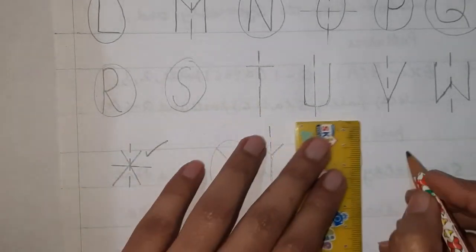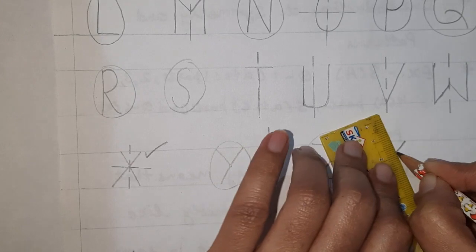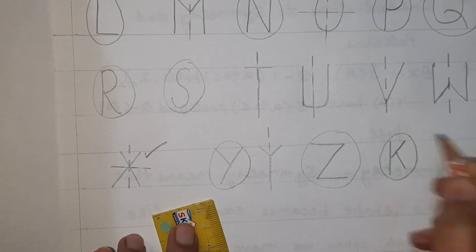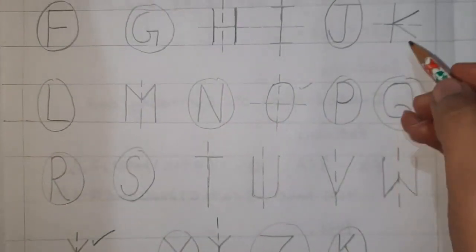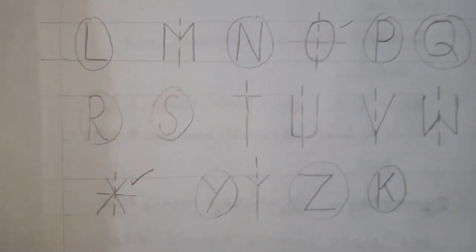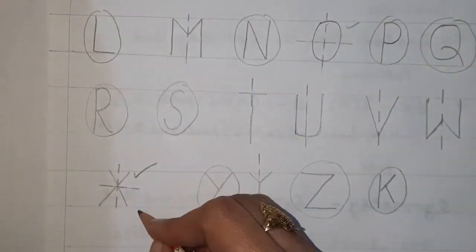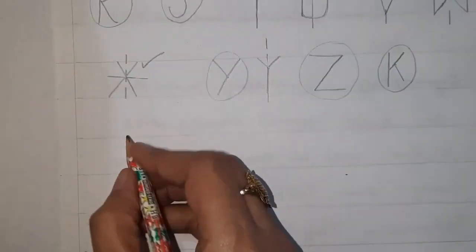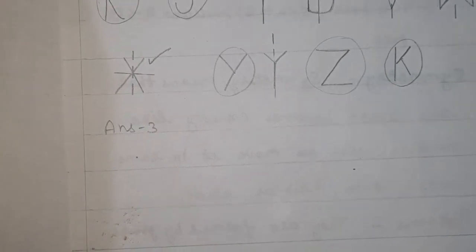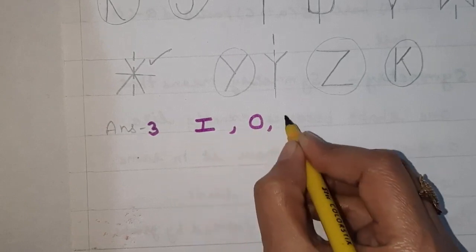Got it? If K is like this, sometimes it is made like this, then it has no line of symmetry. Observe carefully. This K has a line of symmetry, but this K has no line of symmetry. So you got your answer: I, O and X. So your answer 3 is I, O, X.